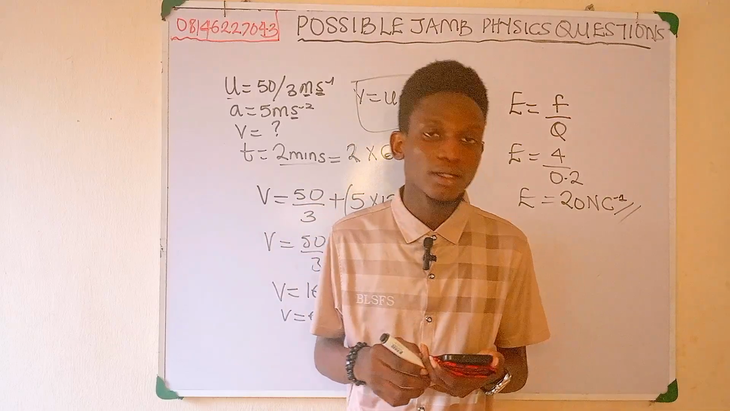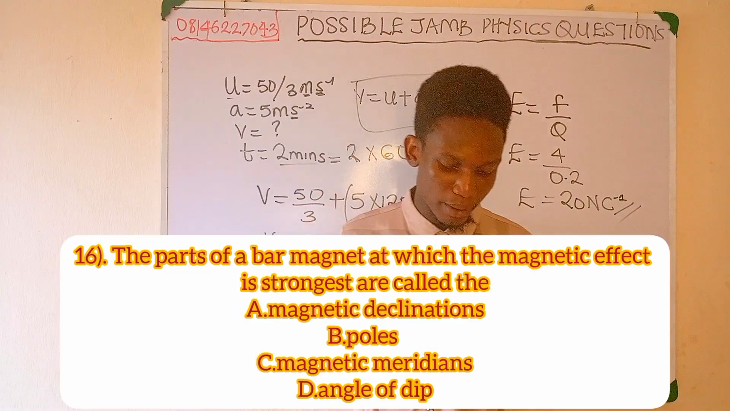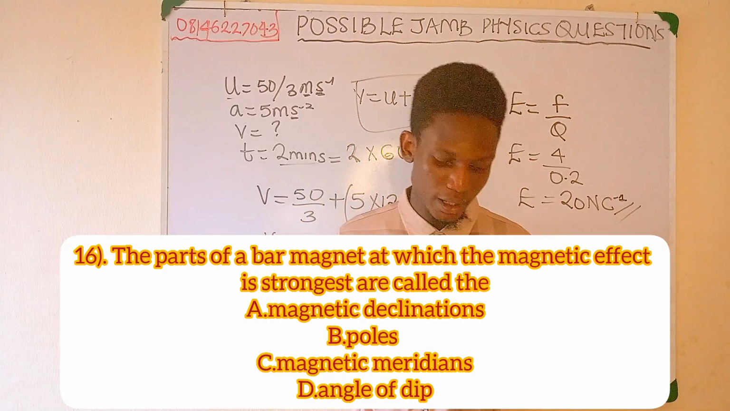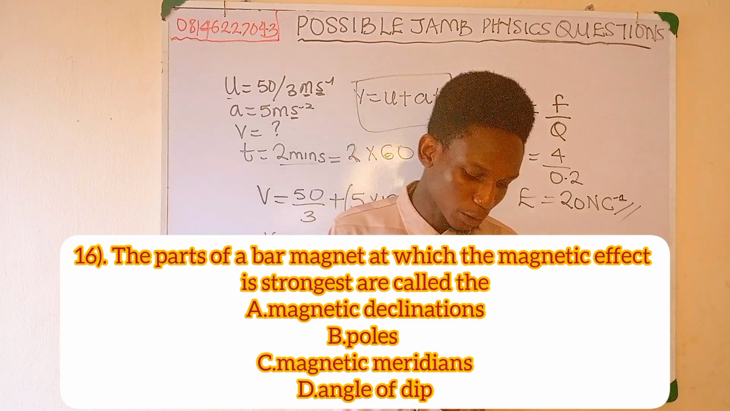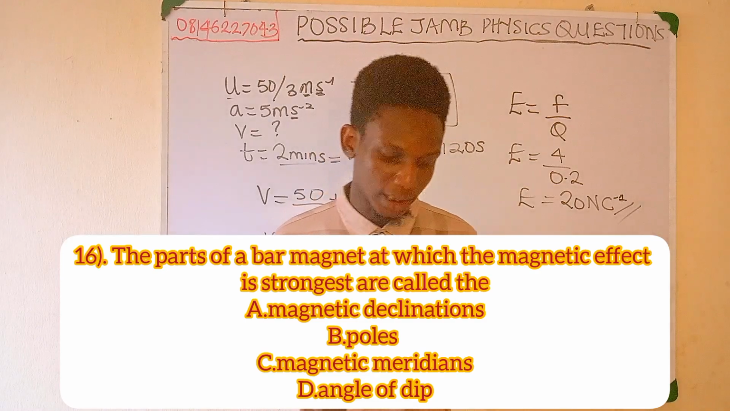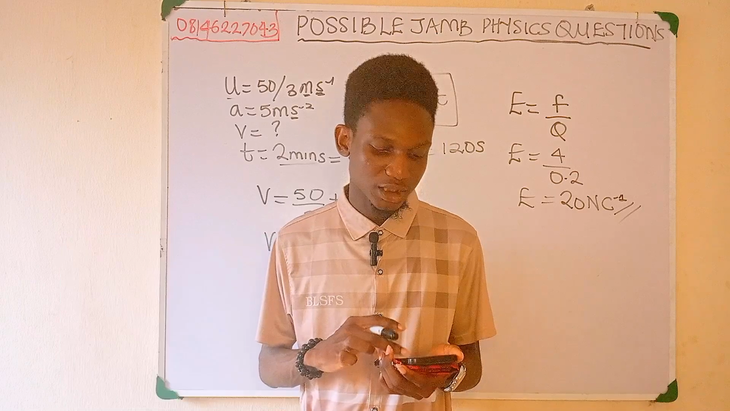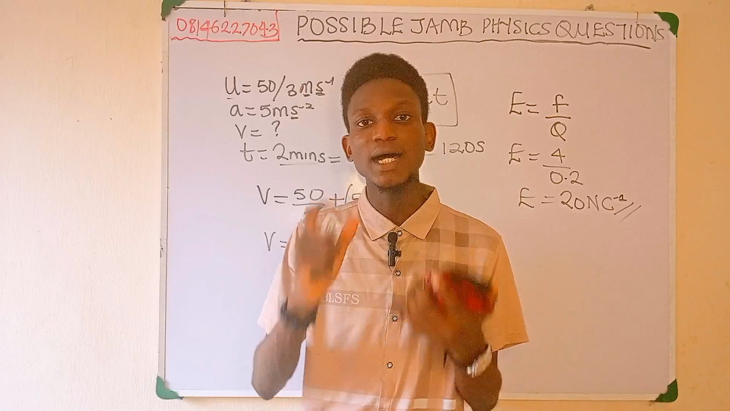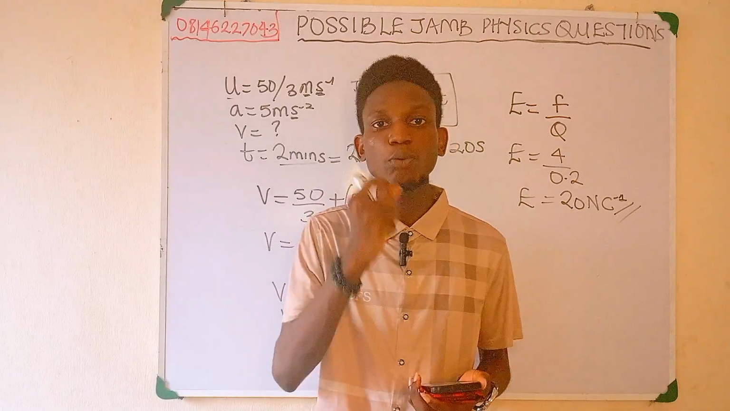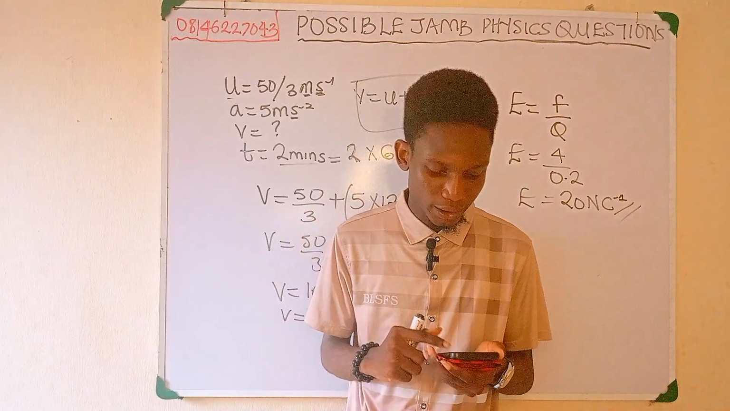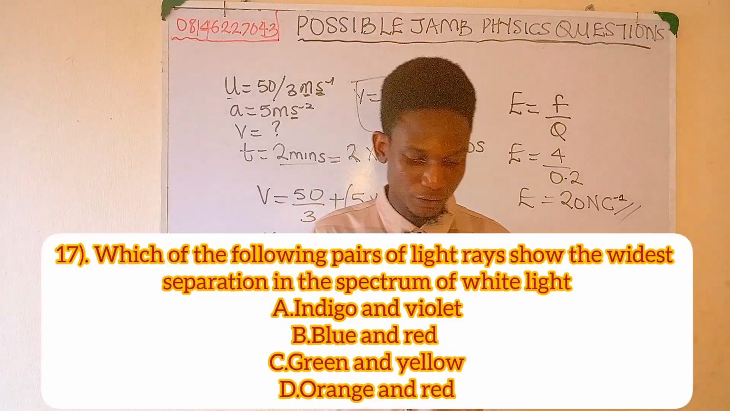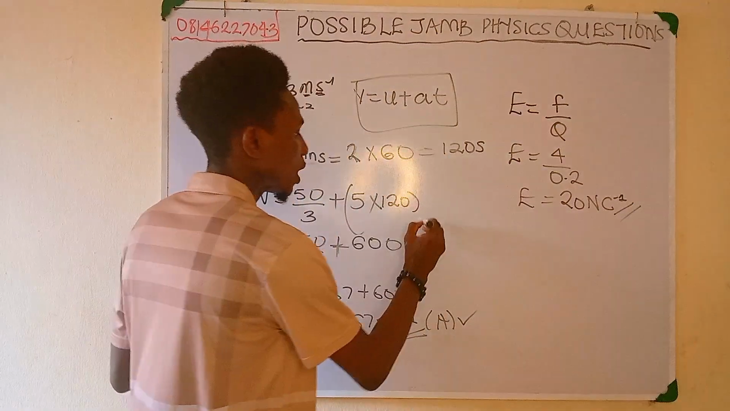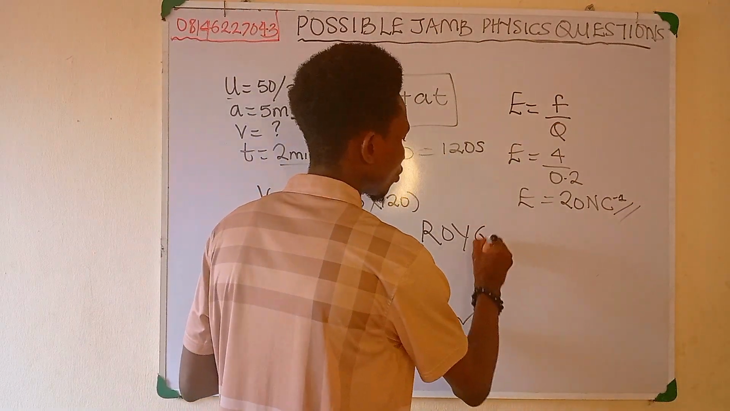Let's go to number 16. It says the parts of a bar magnet at which the magnetic field is strongest are called dash: A, magnetic declinations, B, magnetic poles, C, magnetic meridians, and D, angle of dip. The answer is magnetic poles. From magnetic field, you know that the points at which the magnetic field is felt are known as the poles of the magnet. So option B is correct. Now let's go to number 17. It says which of the following pairs of light rays show the widest separation in the spectrum of white light. So the spectrum of white light, we have ROYGBIV.